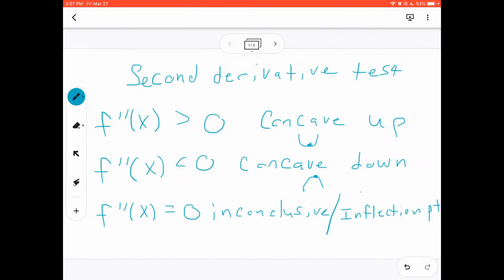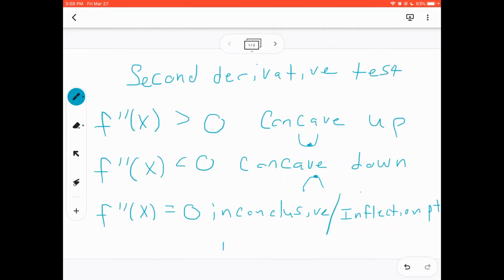And if f double prime is equal to 0, then the test itself is inconclusive, but it can be an inflection point. It doesn't have to be an inflection point. For example, if you have a linear equation, the second derivative is 0, but you don't have any inflection points. And just a review, an inflection point is the point where it changes from concave up to concave down. Something right there. Alright, so let's move on to an example.